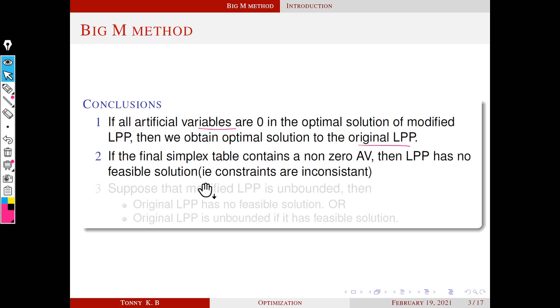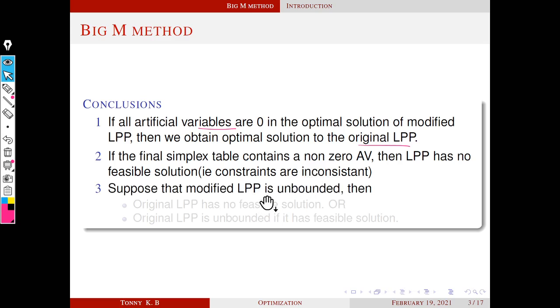Then another condition is if the final simplex table contains a non-zero artificial variable, then the LPP has no feasible solution. That means we reach the optimal solution of the modified LPP, but there is an artificial variable in the basis with a non-zero level. Presently the artificial variable is basic with a non-zero level.